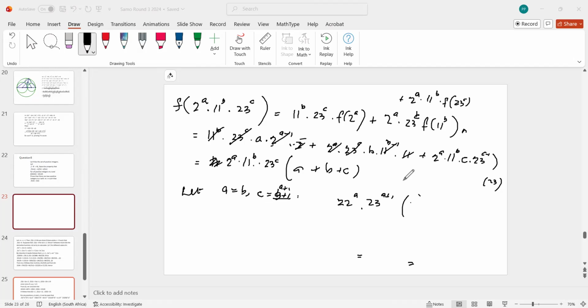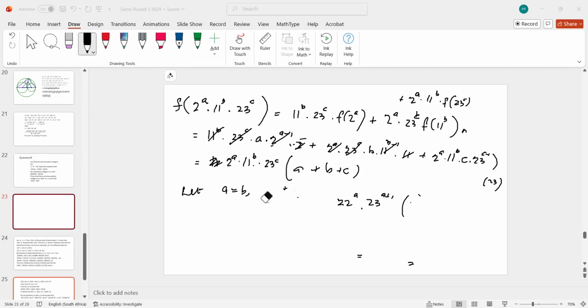You see, at this stage here, for a particular choice of these, they become consecutive numbers. You can make them 23. Okay, let a equal to b. Let's just stop there and see what happens.